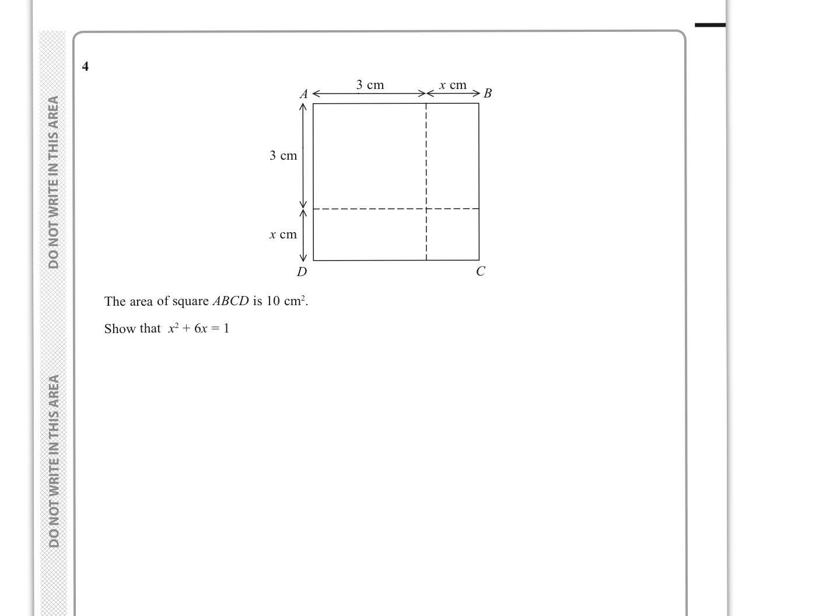Question 4. The area of the square altogether is 10 centimetre squares, and we've got to show that x squared plus 6x equals 1. Well, we can use the diagram here to explain. This area here is going to be 9 centimetre squares because it's 3 by 3.